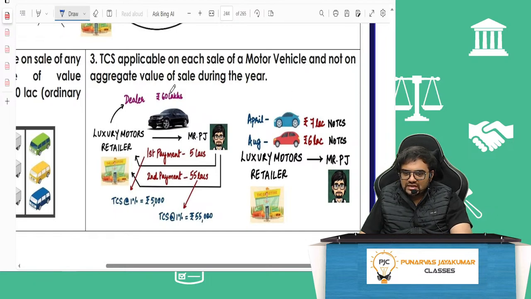But if I sell a 60 lakh car, and the buyer gives different payments, 5 lakh and 55 lakh, will TCS come on each payment? Yes. Even though a payment is less than 10 lakhs, you should not say TCS will not apply. TCS will apply. But if I buy different cars of less than 10 lakhs each, TCS will not come.